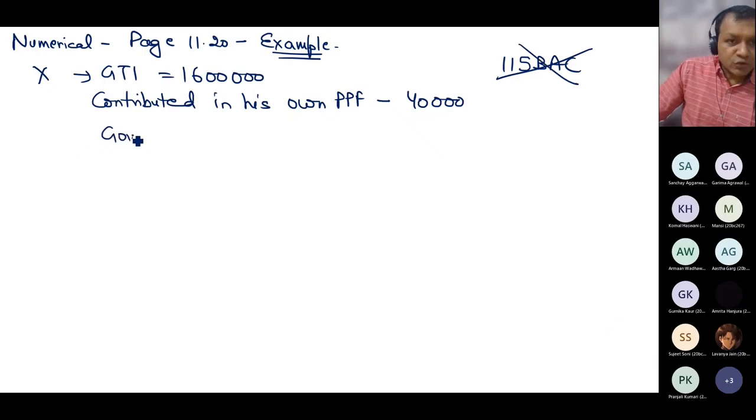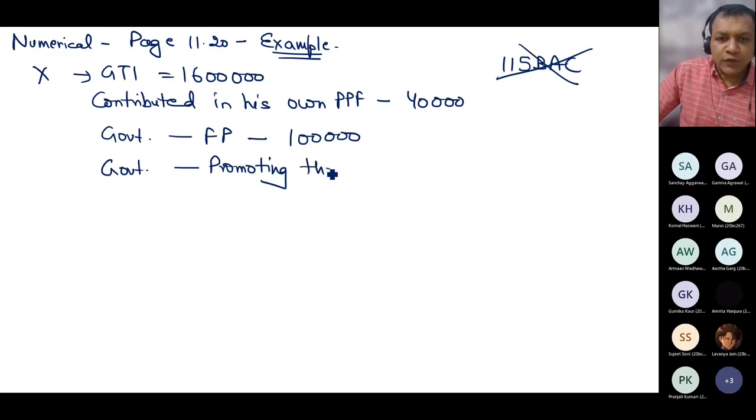He has donated to the government for promoting family planning, 1 lakh. He has given a donation to the government for promoting the interest of minority community. This is a new point. I will tell you where it comes. Promoting the interest of minority community.